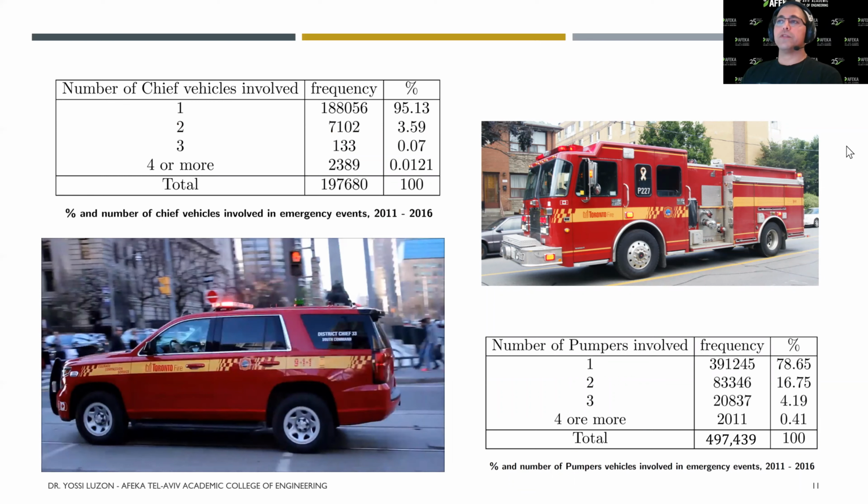The following couple of tables show the involvement of vehicles in emergency events. The table on the left shows the participation distribution of chiefs. You can see that in over 95% of events that included a chief from 2011 to 2016, only a single chief was involved. Similarly, the table on the right shows that almost 80% of the events included the service of a single pumper. The situation is similar for other types of vehicles.